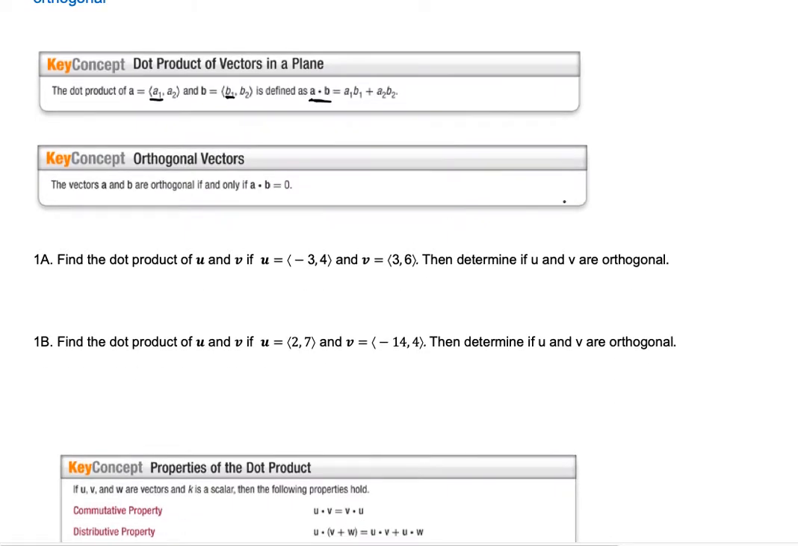It says find the dot product of vector u and vector v if u is negative 3, 4, and v is 3, 6, and then determine if they're orthogonal. Okay. So I'm going to take vector u, dot product, vector v, and I'm going to take negative 3 times 3, so I get negative 9. I'm going to add it to 4 times 6, and I get 24, which is 15. Because this is not 0, then it is not orthogonal.